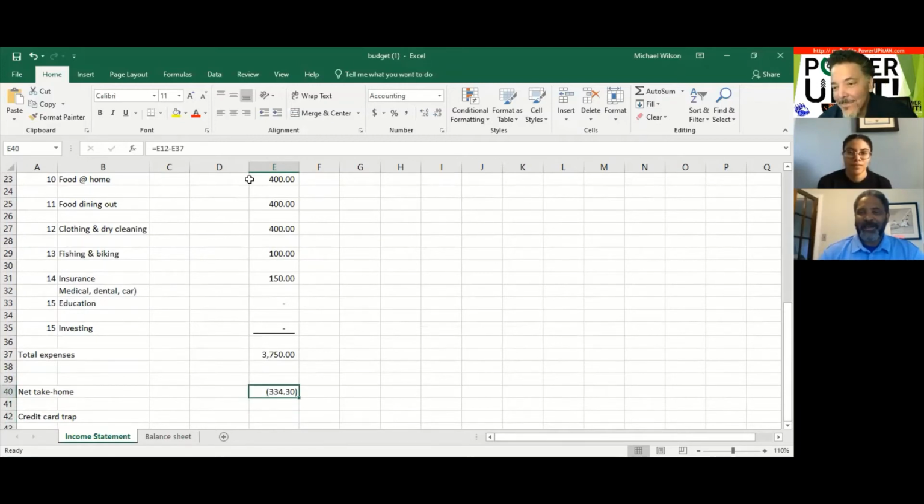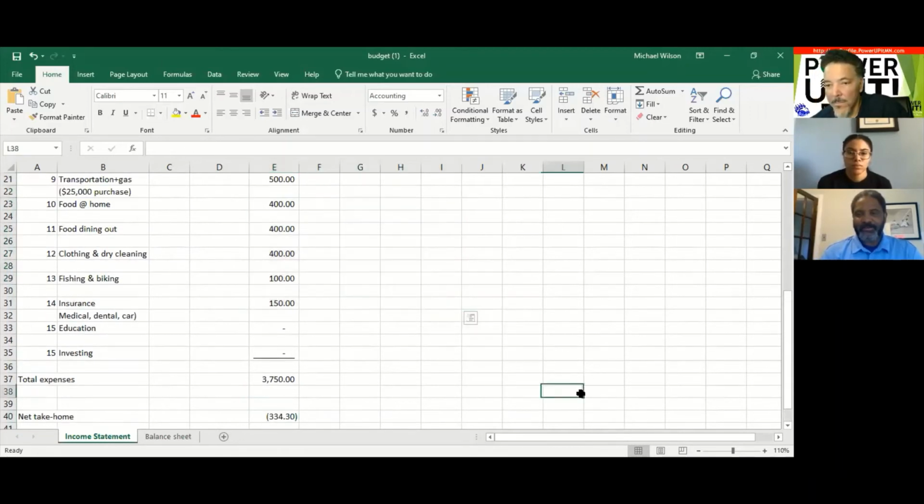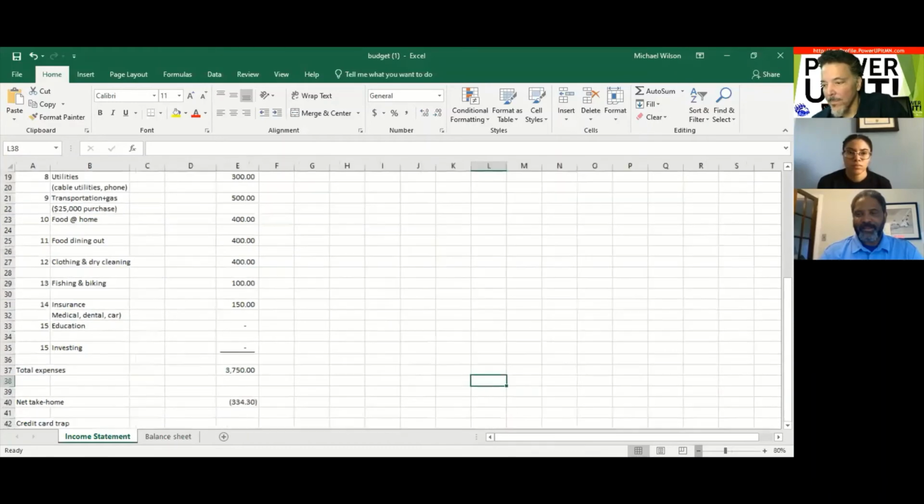All right, so this is something for you guys to think about. What are the ways that you could look at these costs and really start to drive them down? Anybody have any ideas here?